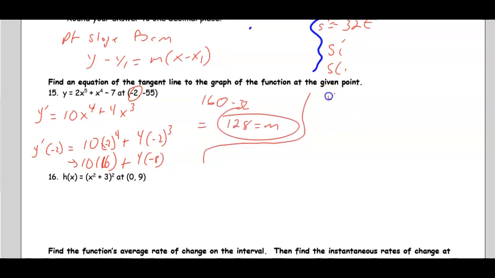So we do y minus y1. Well, guys, there's my y1. So I'm going to go plus 55, and the reason I'm doing plus 55 is because it's a negative 55. If it's y minus y1, negative and negative becomes a positive. Equals m, which is 128, times x minus x1, which is plus 2. And then if you like, you can condense it, or you can leave it like this. So I'm going to leave it like that. This is our equation right here.